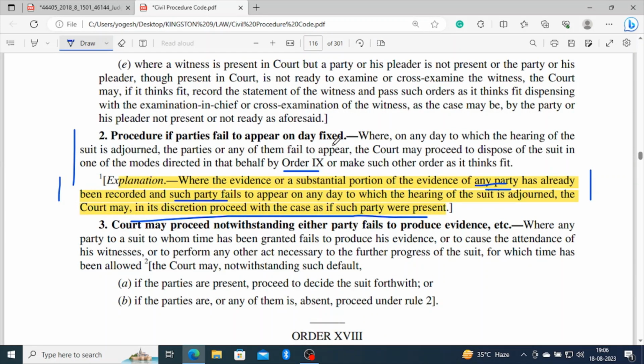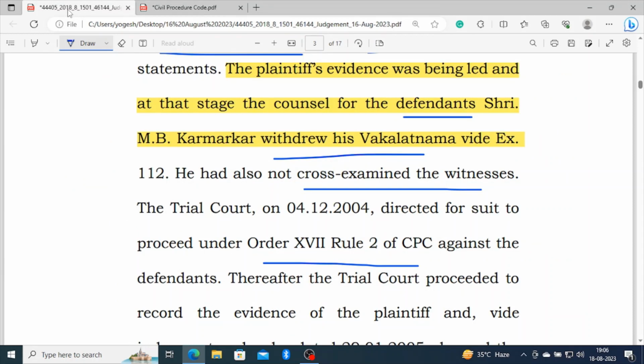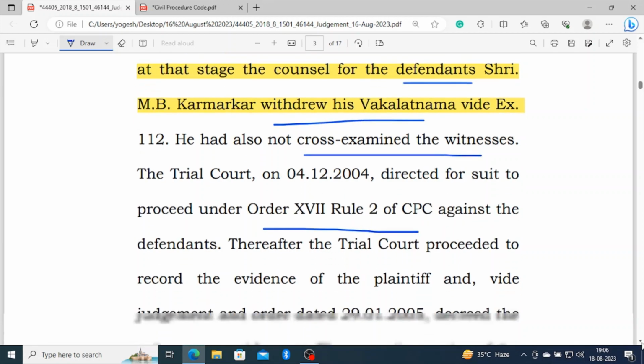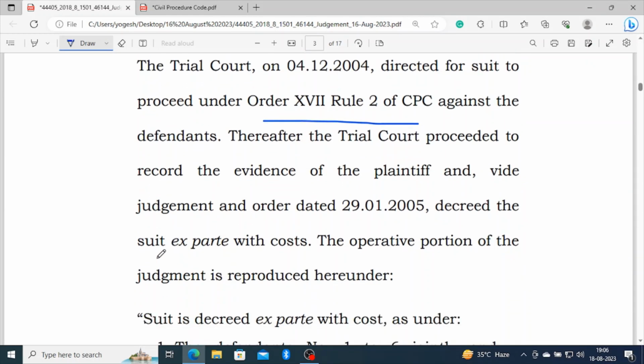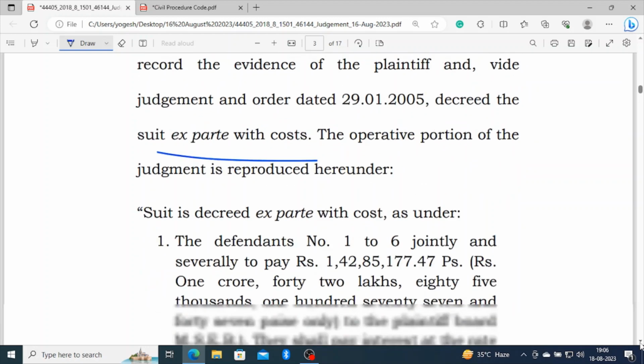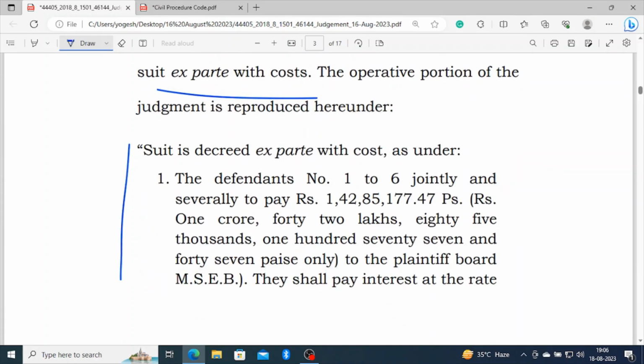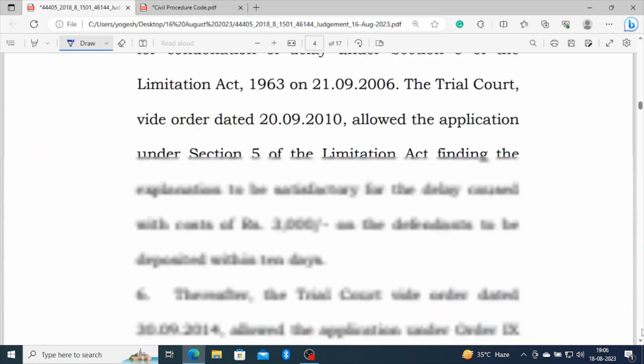That is the procedure when a party fails to appear on the date fixed. So when the counsel withdrew their vakalatnama, the plaintiff witnesses could not be cross-examined, then the trial court proceeded under Order 17 Rule 2 of CPC against the defendant, and passed an ex parte order in favor of the plaintiff with the cost. So this is the content which is reproduced here. Suit is decreed ex parte with cost.